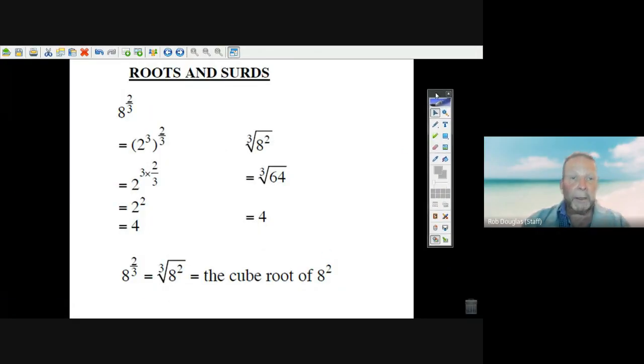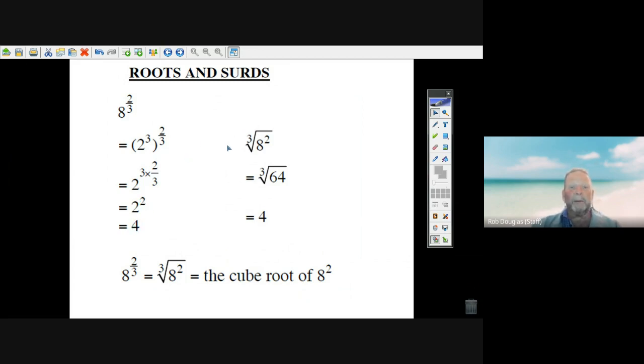Okay, we're going to look at the connection between rational exponents and roots and surds. And let's just get started. In the last video before this one, we looked at 8 to the 2/3 power, that we could take 8 and make it 2 cubed, and then raising a power to a power, 3 times 2 over 3. Threes would cancel, we'd have 2 squared, and it would equal 4.